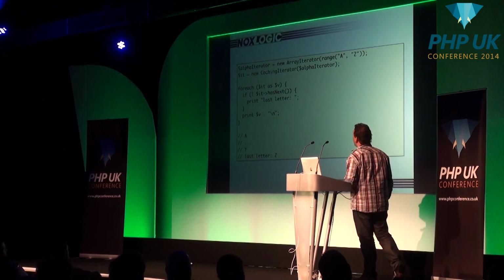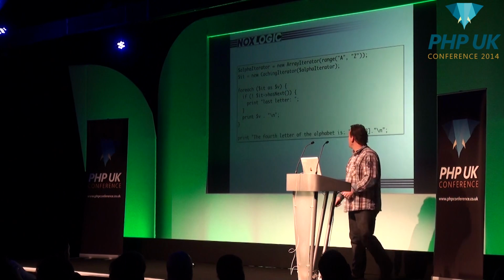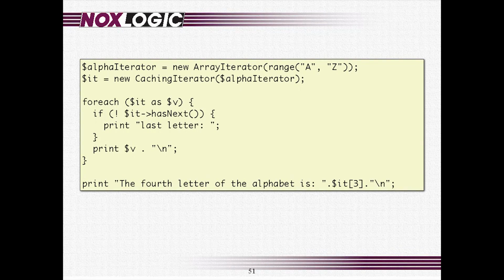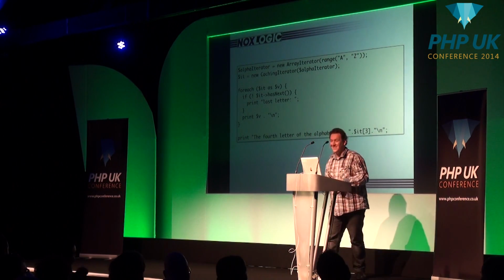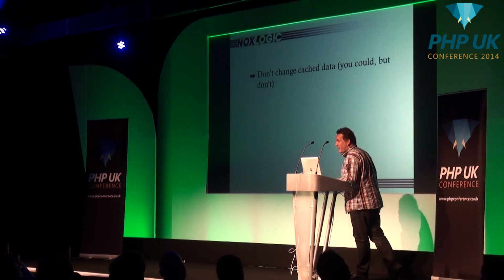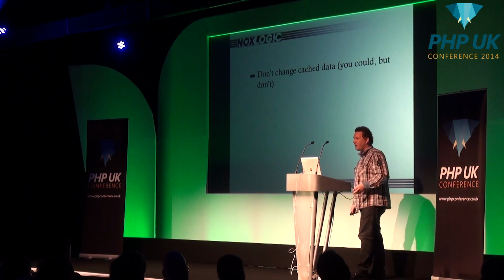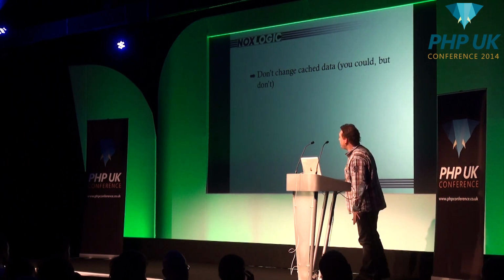So this is the main feature why you would use a caching iterator. If you're going to use it for caching purposes, you will get something like this. You do the same loop again, and then you ask for the fourth letter of the alphabet. So you can use it as an array, pretty much. In this case, it will return the fourth element, which will be D. So that's cool. However, it's an array, so you could change it as well. You could say the third element is now something else. But don't do that, because it will mess up your data.